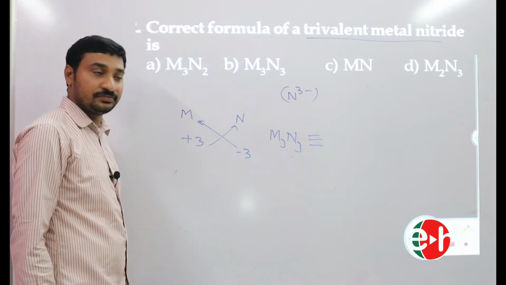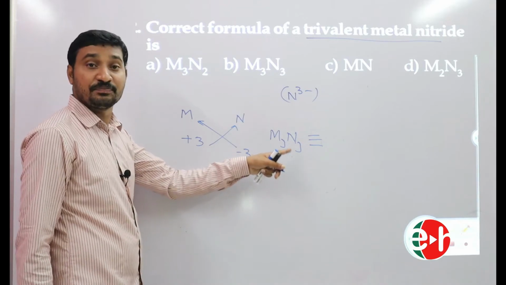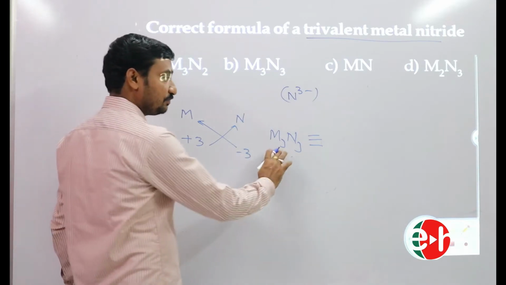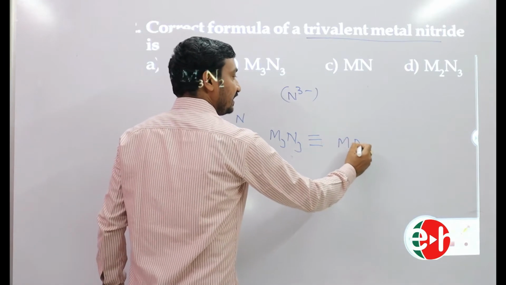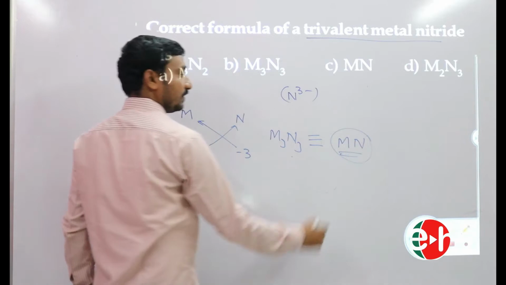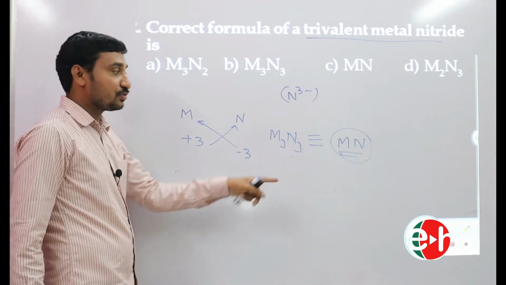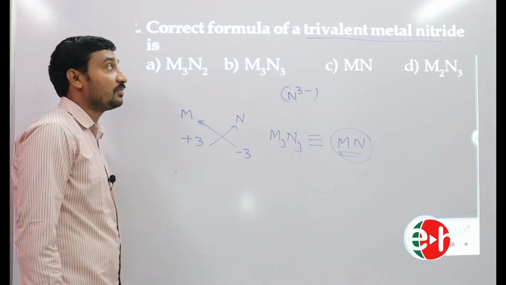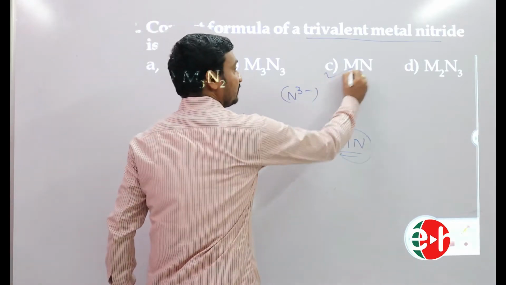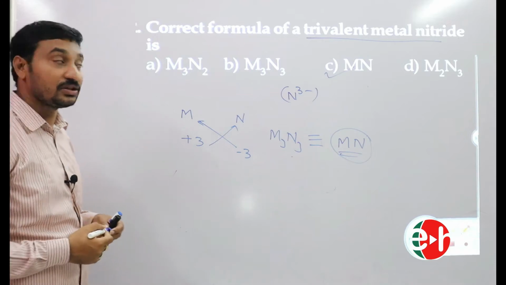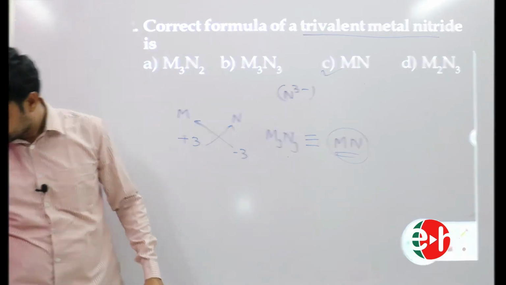We can reduce it into a simple whole number ratio. What is the simple whole number ratio? 1:1. So then MN. The 3s cancel. So MN is the correct formula of trivalent metal nitride. What is the correct answer? The third one, MN. Next one.